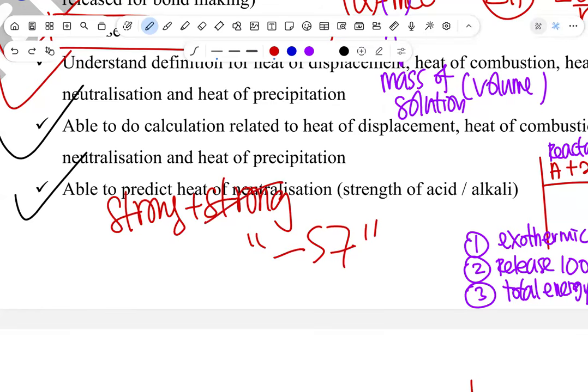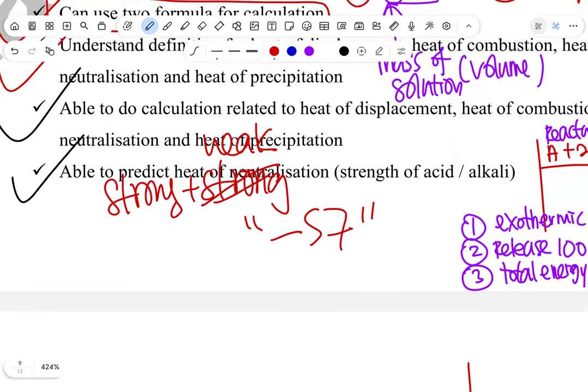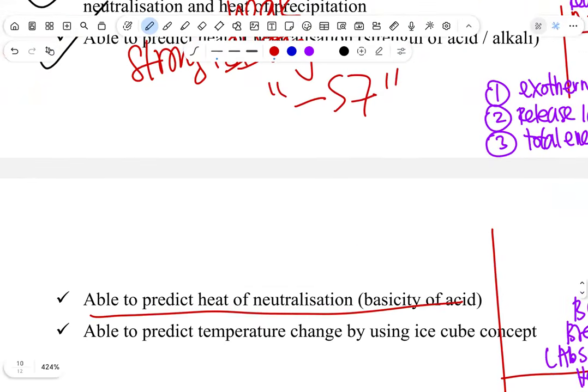When you have a strong acid and a weak alkali, or a weak acid and a strong alkali, the heat of neutralization will be less than 57. Maybe 55, maybe 52, I don't know. So less than 57. Make sure everyone knows why. We learned before why, how to explain. Sometimes for the heat of neutralization, they change the basicity.